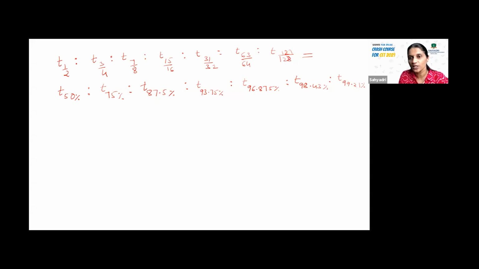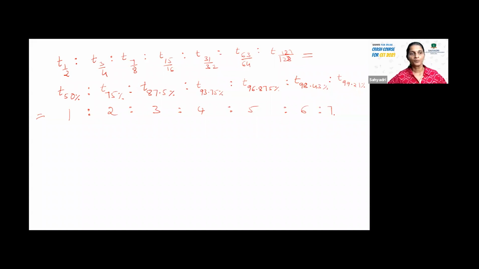128 twos are 255 by 256. Like that you can go on writing this, and how easily you can solve this question. See, 1:2, 2:3, 4:5, 6:7, like this. But it won't become 100%, because the first order reaction is exponentially decreasing. So it never reaches 100%.